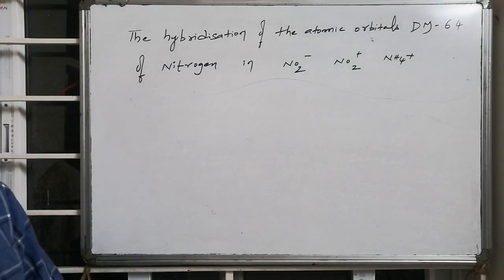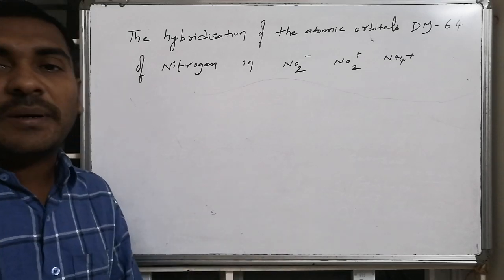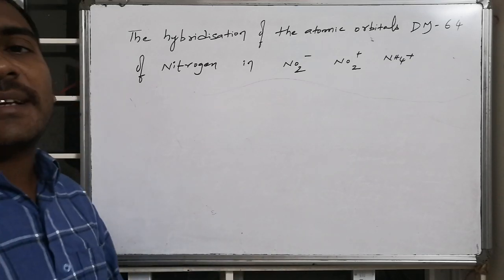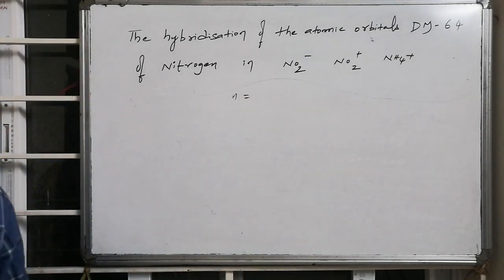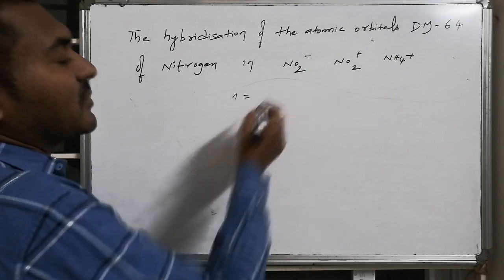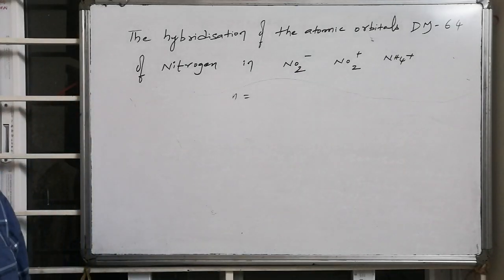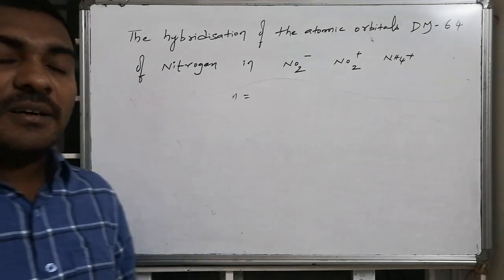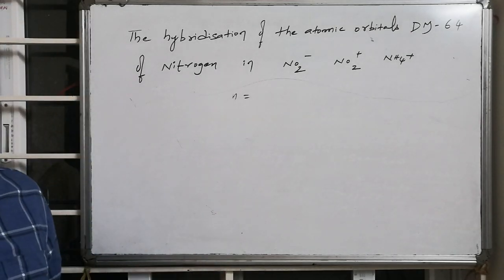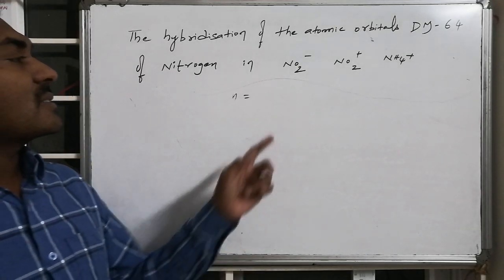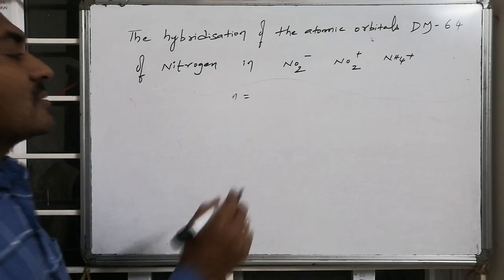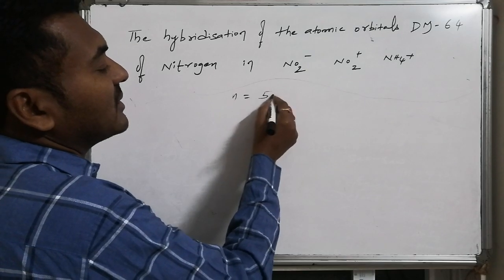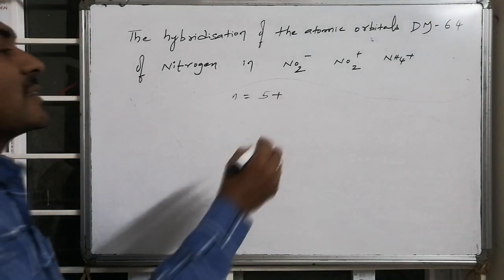The hybridization of the atomic orbitals of nitrogen present in species like NO2 minus, NO2 plus as well as NH4 plus. If we go for the corresponding n value calculation to identify its hybridization, take NO2 minus, in which nitrogen is connected with oxygens, whereas one oxygen forms a double bond, and another oxygen is holding 1 unit of negative charge, hence it is monovalent. So here the group number of nitrogen is 5 plus 1, as it is monovalent.